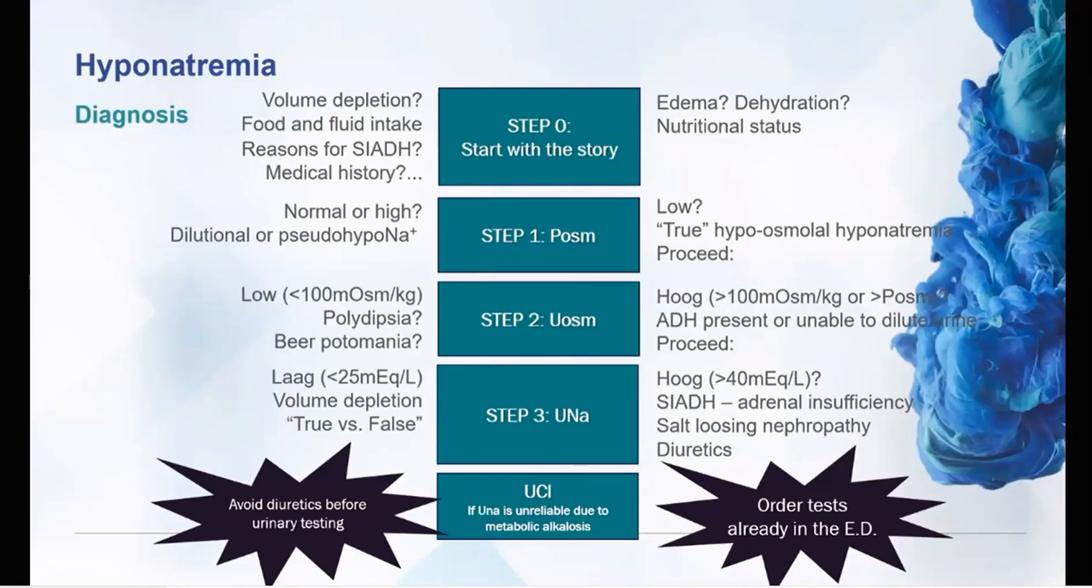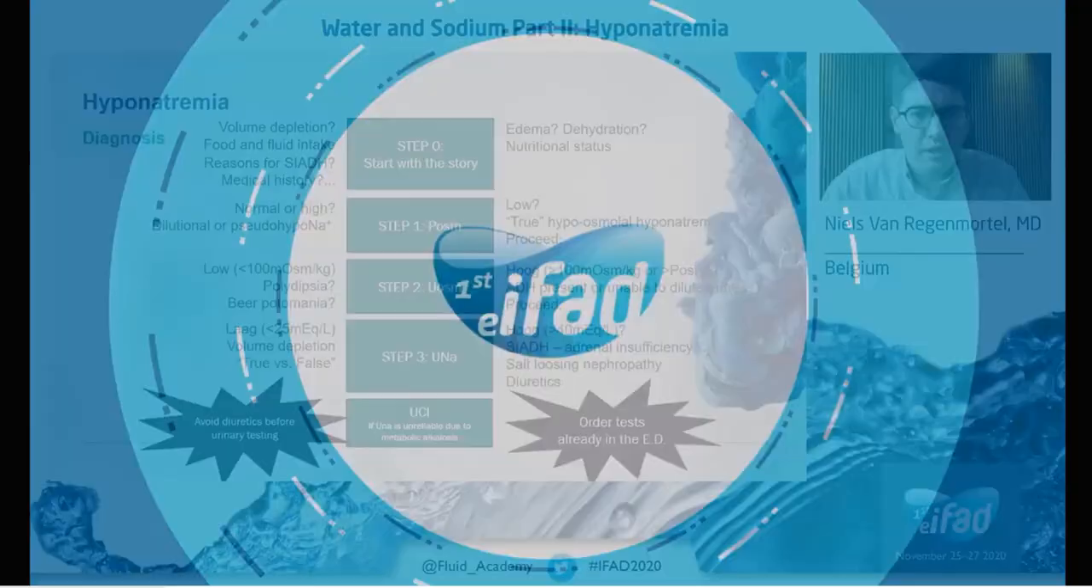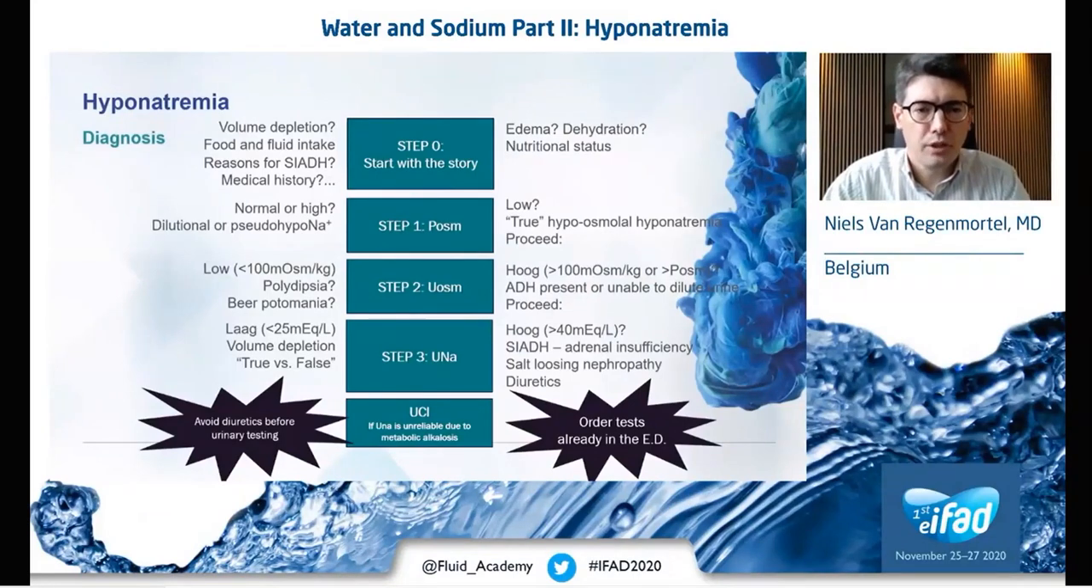Again, I wrap up. Step one, start with the story. Is there volume depletion? What is the fluid and food intake? Are there reasons for SIADH? What is the medical history, heart failure, kidney? That dilutional hyponatremia will be an easy diagnosis just by measuring glucose, for example, but there are some more rare causes that we have to assess.